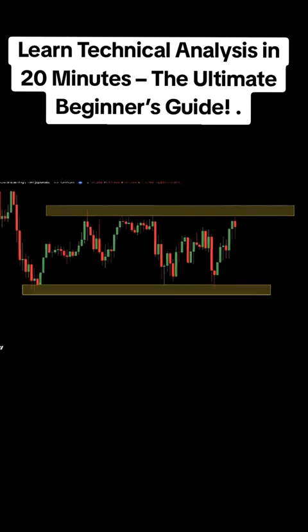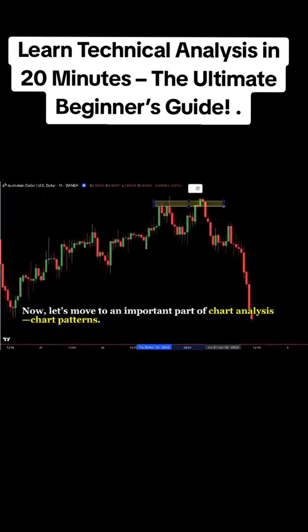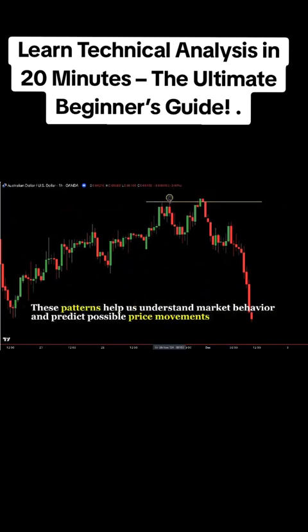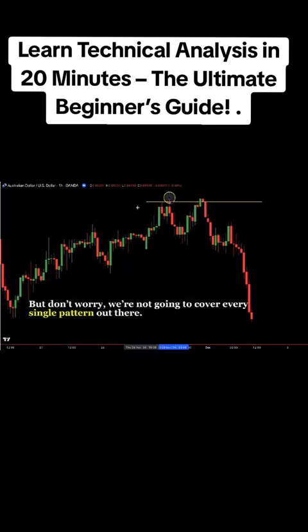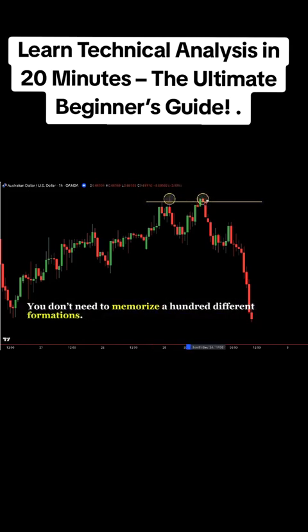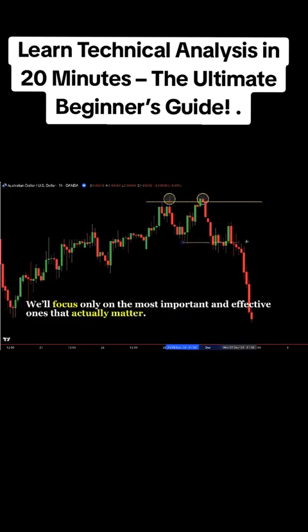Now, let's move to an important part of chart analysis: chart patterns. These patterns help us understand market behavior and predict possible price movements. But don't worry, we're not going to cover every single pattern out there. You don't need to memorize 100 different formations. We'll focus only on the most important and effective ones that actually matter.